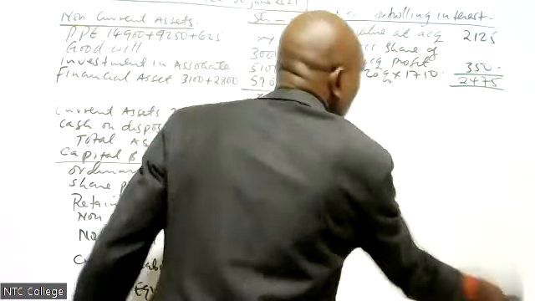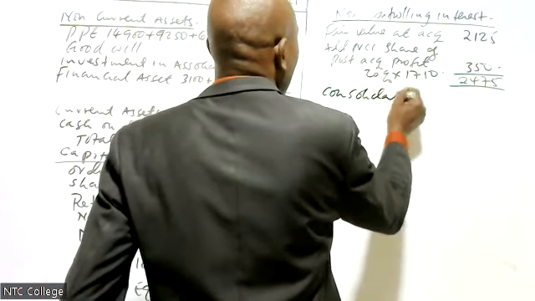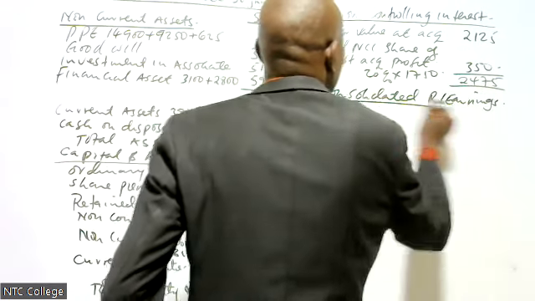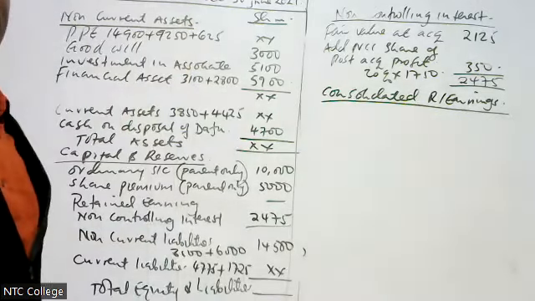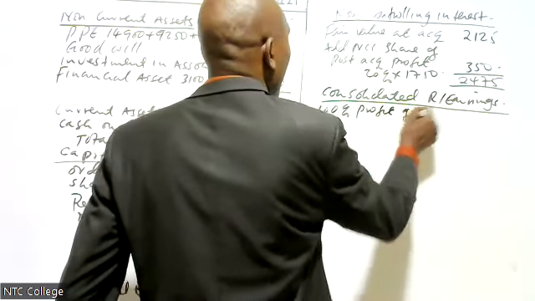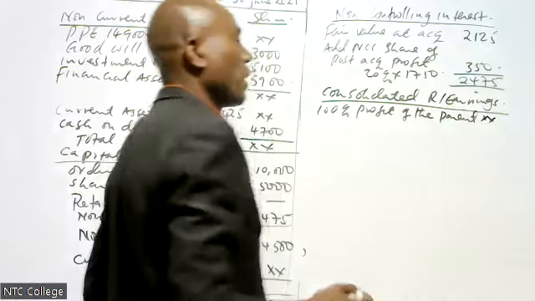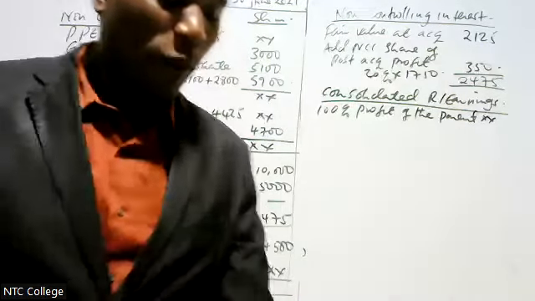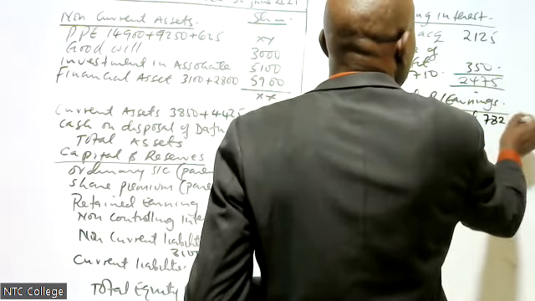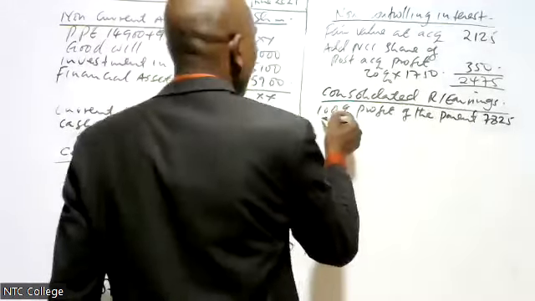Consolidated retained earnings. This one you take 100% profit of the parent, of which from the balance sheet, it is 78.25. 100% profit of the parent. You come to add group share of post-acquisition profit in the subsidiary.